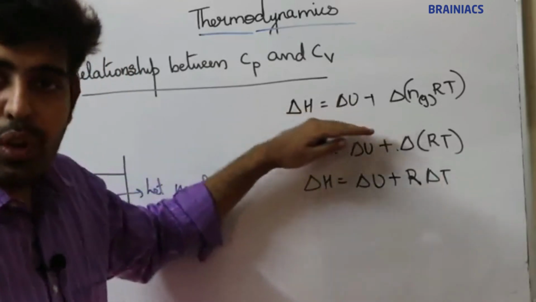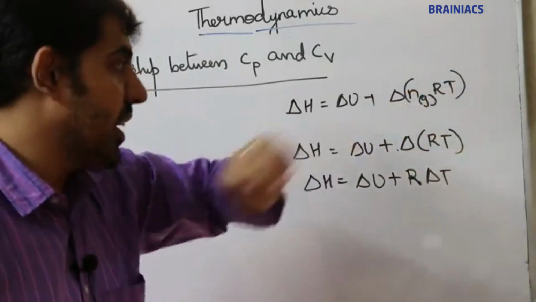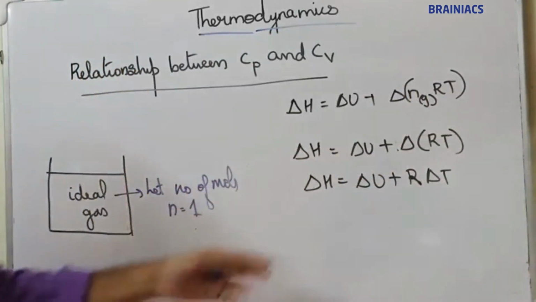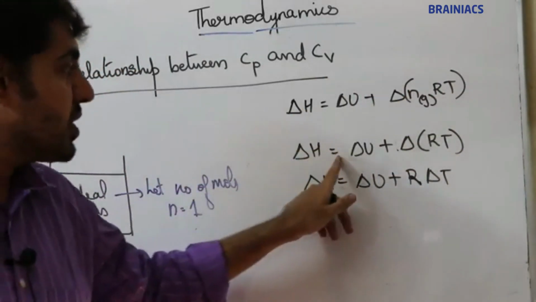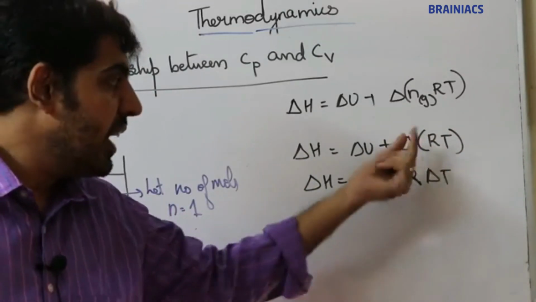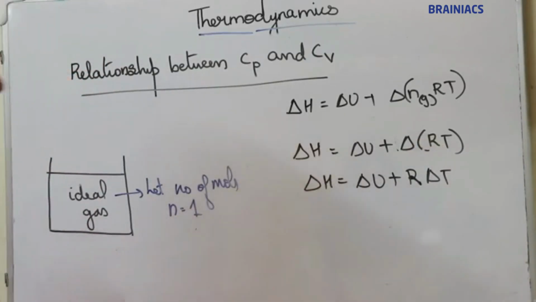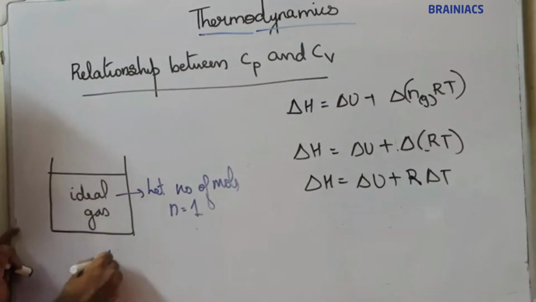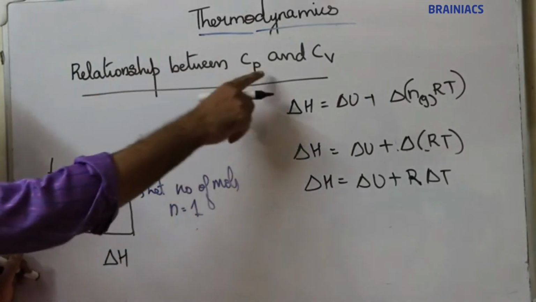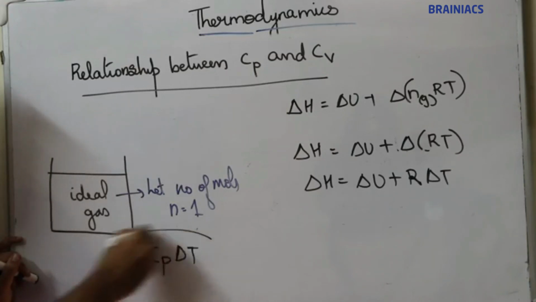So according to this equation, delta H is equal to delta U plus delta Ng RT. Here we are considering only 1 mole, so let N be 1. R is constant, I'm taking this R outside, so we'll get delta H is equal to delta U plus R delta T. Now, what is the relationship between delta H and heat capacity at constant pressure? Delta H is equal to Cp delta T.